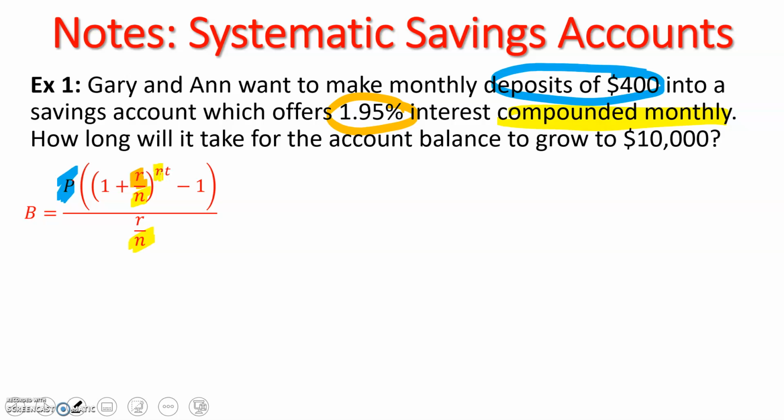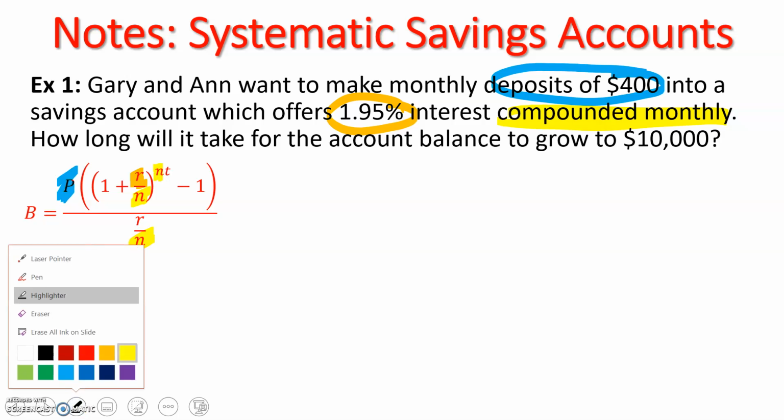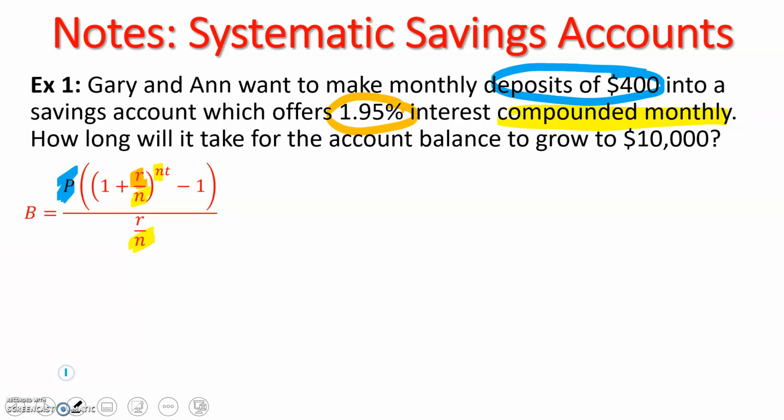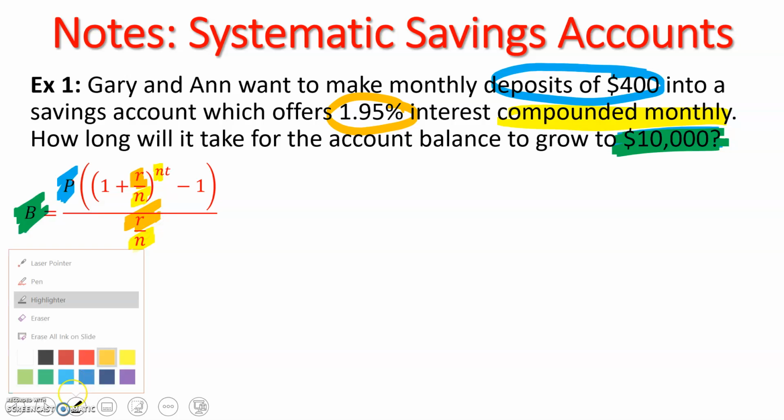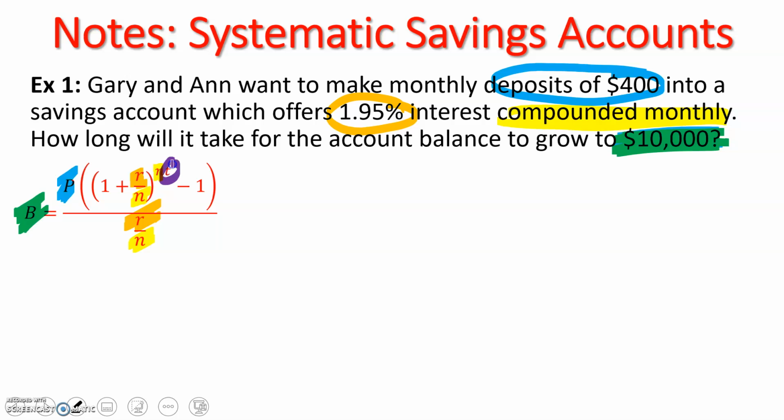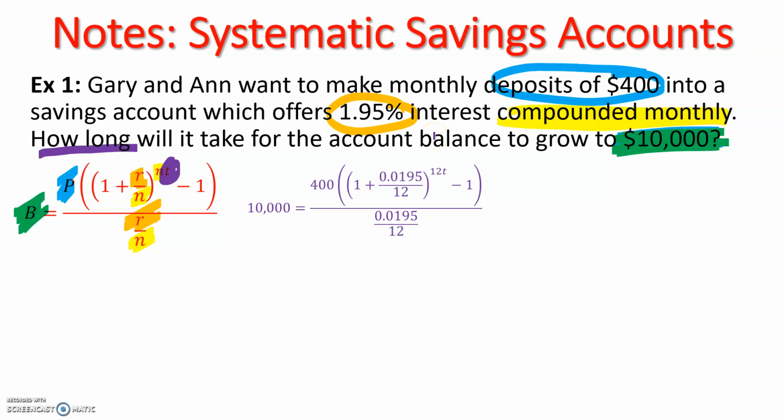And we can see that we do not know our time. However, we do know that we want our balance to grow to $10,000. Let me use a different color for that actually. $10,000, and that is our balance. So the only variable we don't know is T. So that's what we're going to be solving for. And we can tell because here it says how long. So let's go ahead and plug in all the information that's been given.